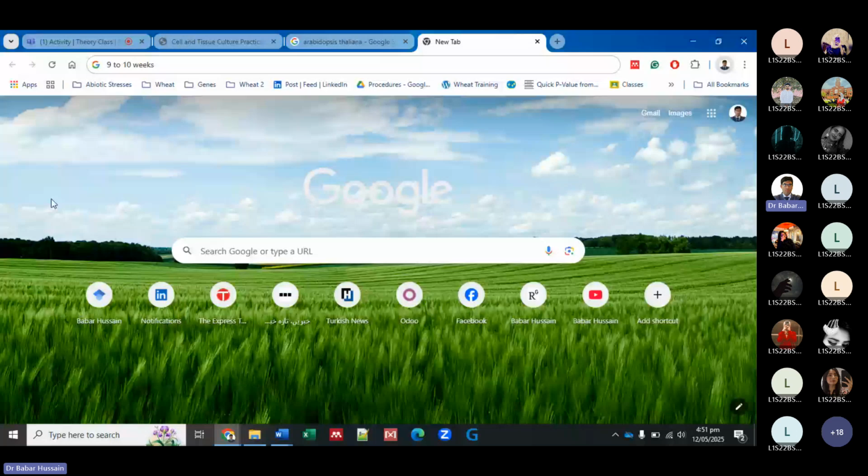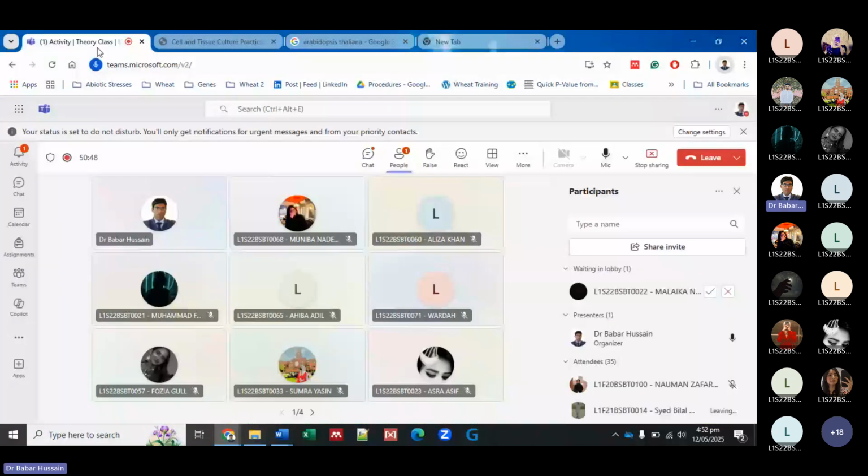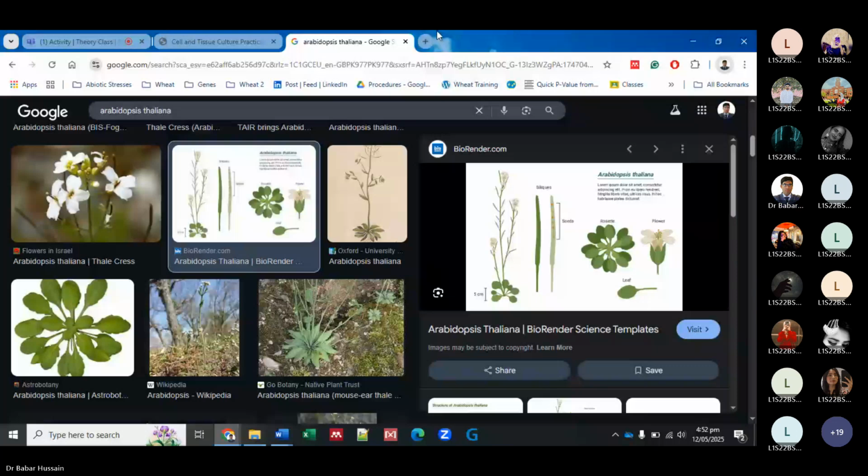But on the other hand, if you look at wheat, rice, other plants, cotton, etc., it will take at least 20 or 21 weeks, maybe 25 weeks. So it means that this plant takes almost half or sometimes even less time in maturity as compared to the other plants. So this is the fourth reason why this plant is being used as a model plant.